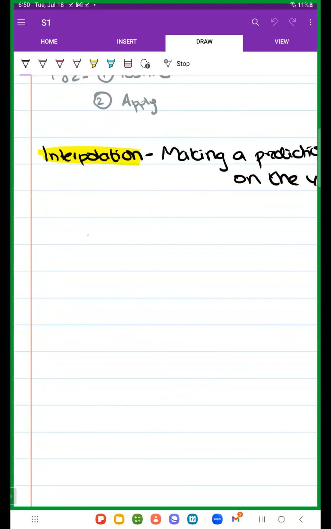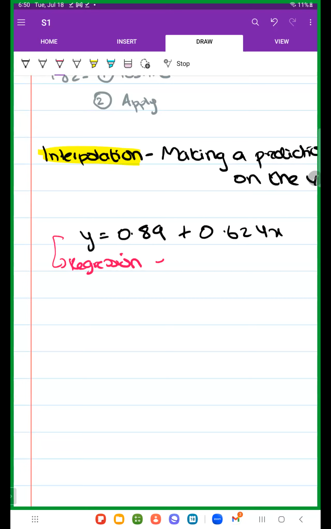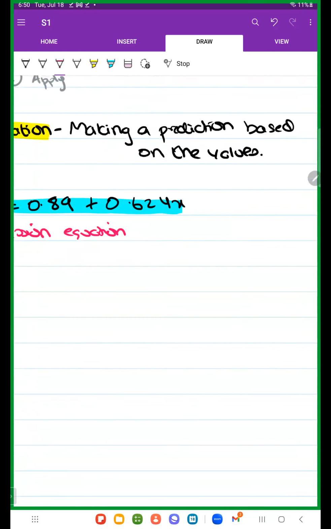So I determine my regression line equation, this equation that they've given you, what is it called? It's called your regression line equation. Yes, this is my regression equation. Now I will use this equation to make predictions.